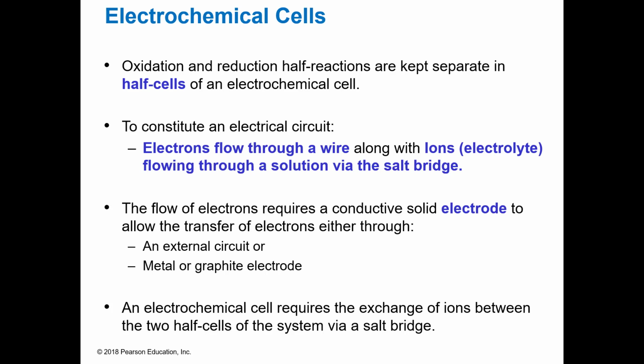So we're going to use electrodes. These electrodes are where the reactions happen, both at the oxidation site and the reduction site. And then we'll use a salt bridge to shuttle ions back and forth to complete a circuit, so to speak, in our electrochemical cell.